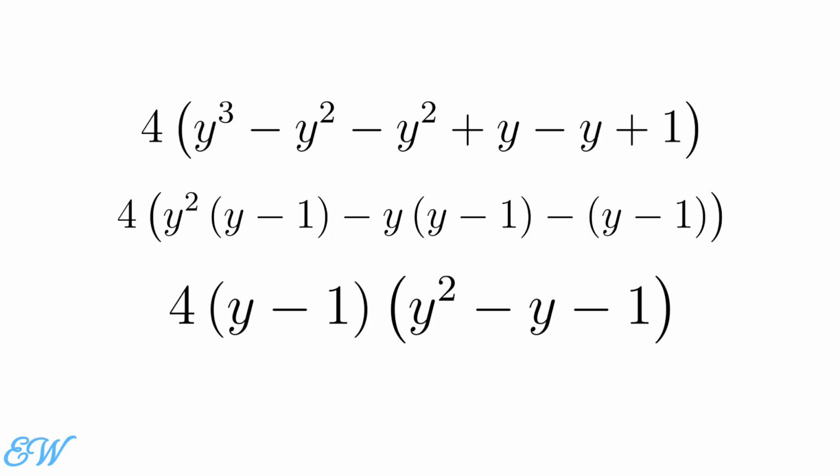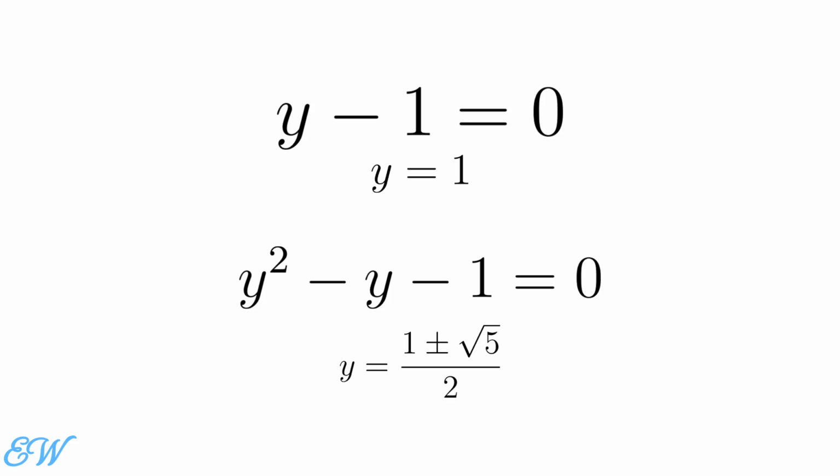From there, we can just factor out a y minus 1, and we get y squared minus y minus 1 as our other factor. So this is the final factored form of our cubic equation: 4 times y minus 1 times y squared minus y minus 1 is equal to 0. From there, we set both of the factors equal to 0. From the first one, we just get that y is equal to 1. For the second one, we're going to have to use the quadratic formula, and we get that the solutions are 1 plus or minus root 5 over 2.